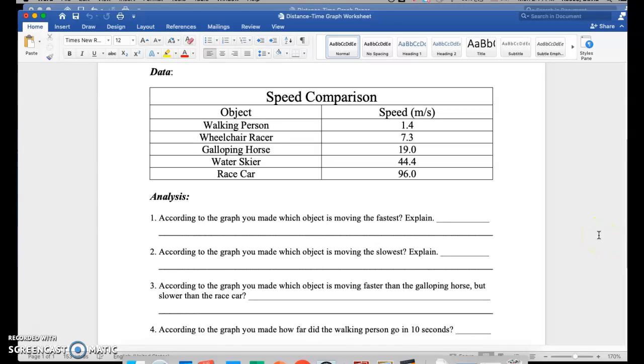Okay, in this video I'm going to show you how to make your distance time graph. Here is the front side of your worksheet. On the back side of your worksheet, or if you printed it off on the other sheet, you will have a piece of graph paper.